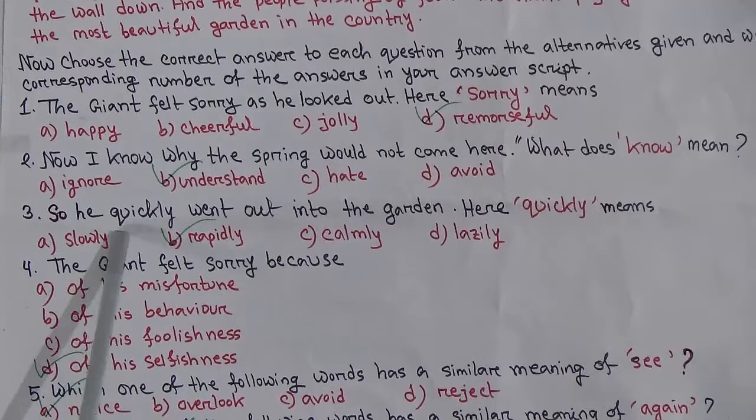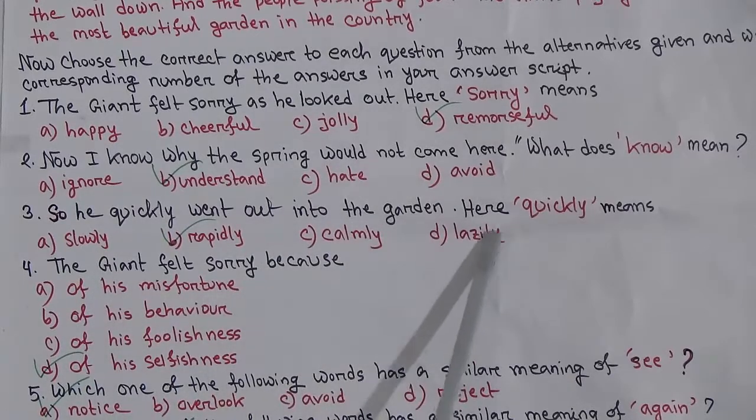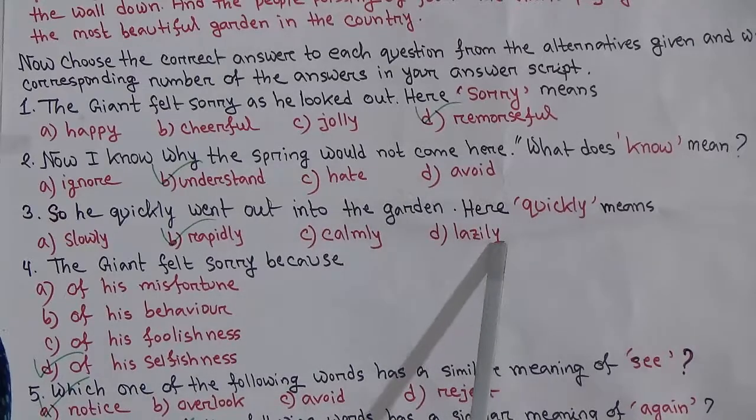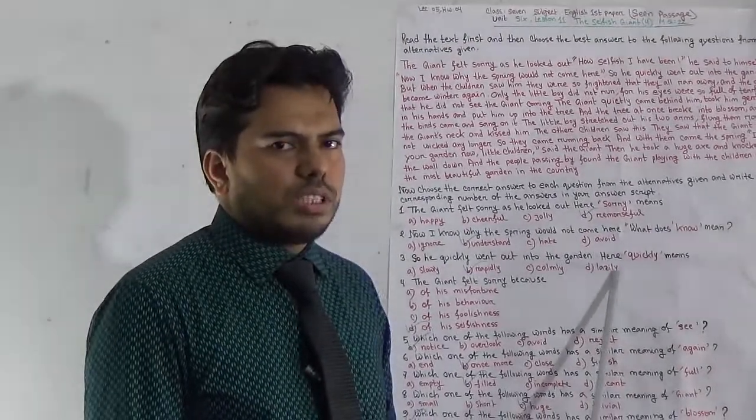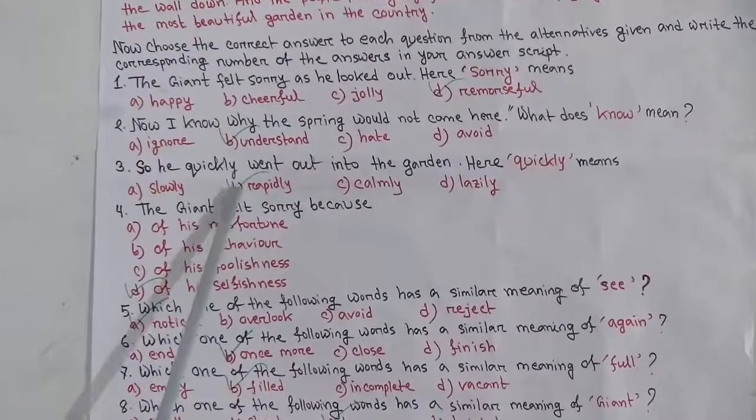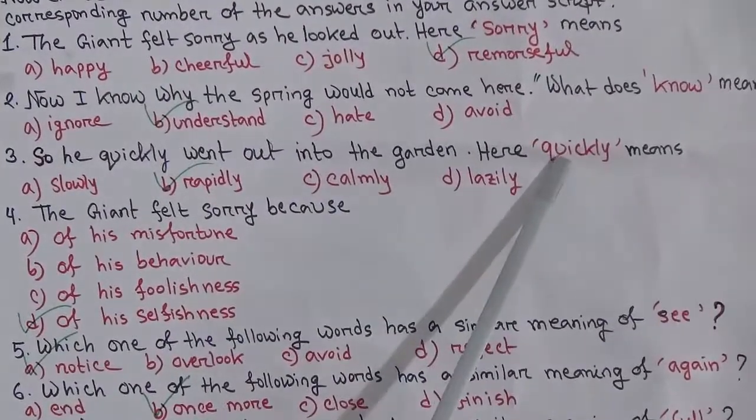Number 3. So he quietly went out into the garden. Here quickly is an adverb of manner, which means hurriedly, rapidly. So here the word is rapidly. Rapidly is the synonym of quickly.